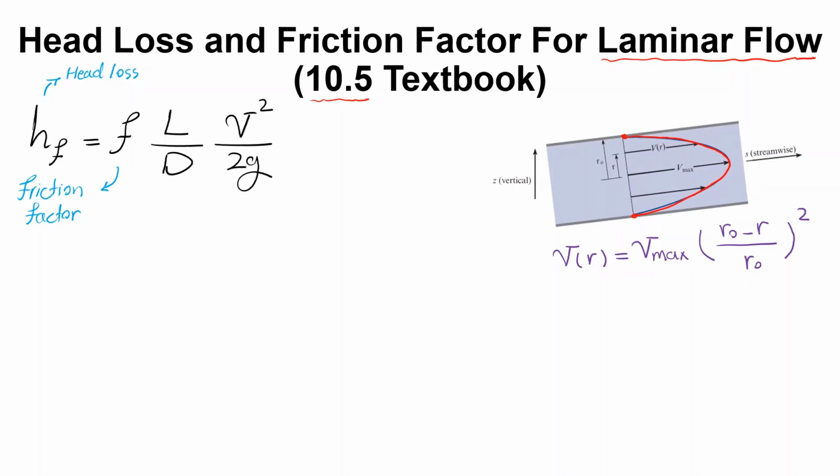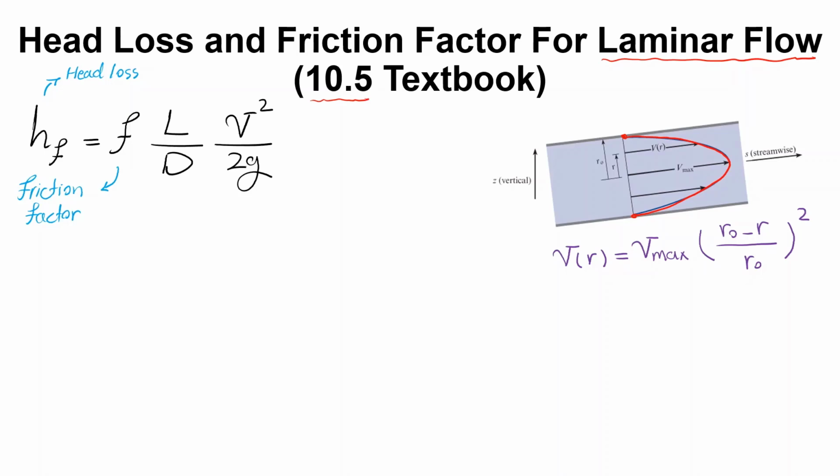All right, so if you use this equation for velocity distribution and calculate the average velocity, and then put that average velocity in the energy equation, you will be able to calculate HF. You'll be able to find another equation for HF. So that's exactly what I want to do.